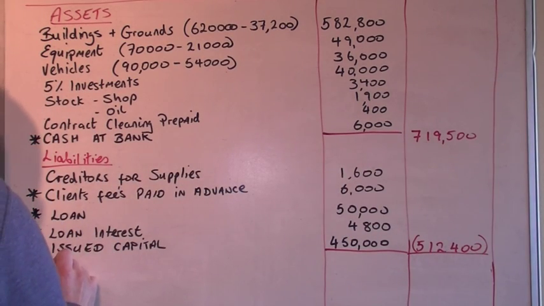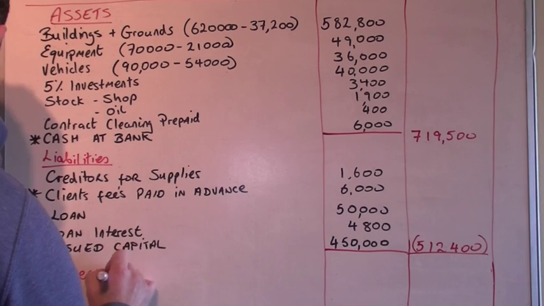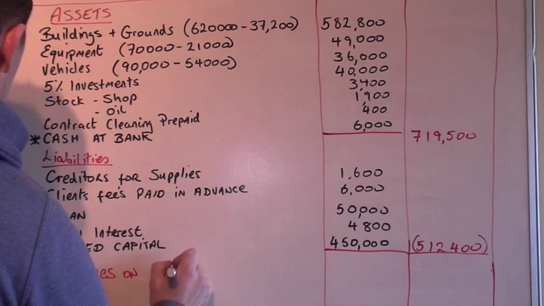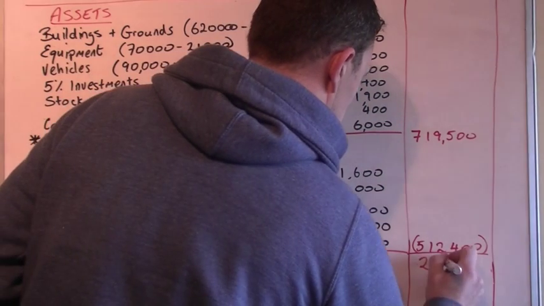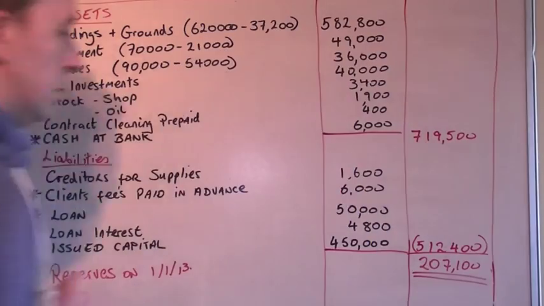Now, assets less liabilities gives us our reserves at the beginning of the year, and that figure is 207,100. And that concludes part A.